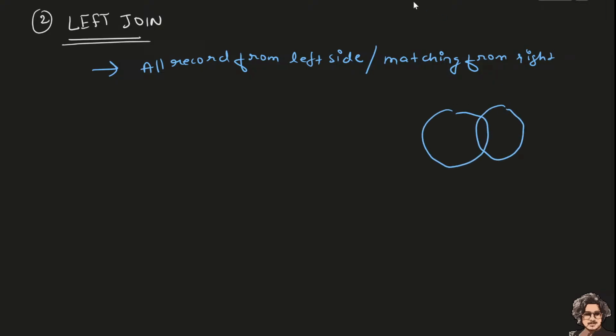Okay, and it will return the whole left table and the common part from the matching table. Do you understand? This is called a left join. It returns all the rows from the left table, returns the matching rows from the right table, and displays null for the non-matching rows.